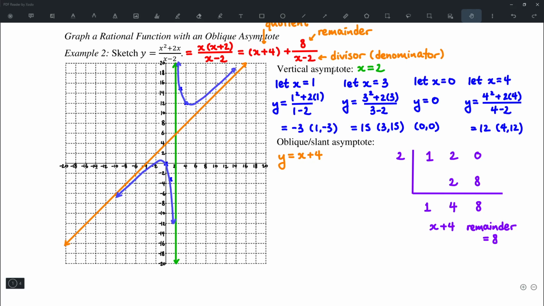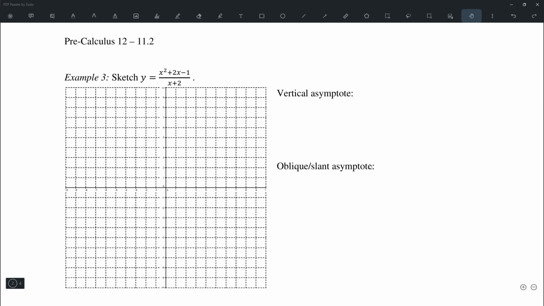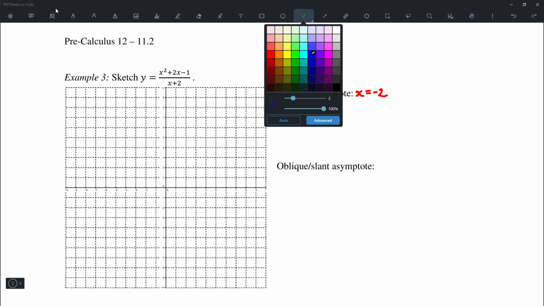Okay, let's look at another example of an oblique asymptote or slant asymptote. So again, we can start by dividing. Actually, before that, x squared plus 2x minus 1, which of course is the numerator, has no common factor with the denominator of x plus 2, so the vertical asymptote is just going to be x equals negative 2. And now we can, of course, go ahead and divide as we would.